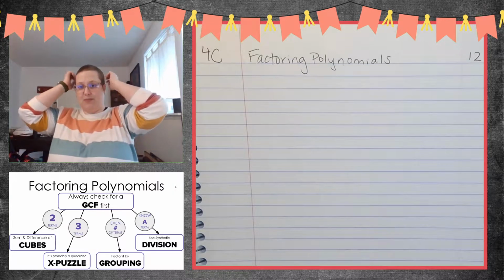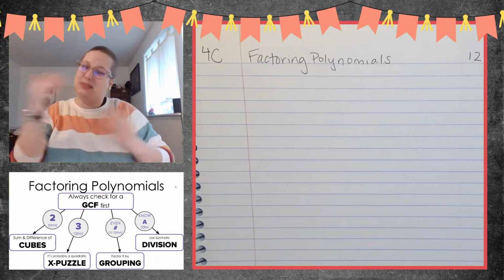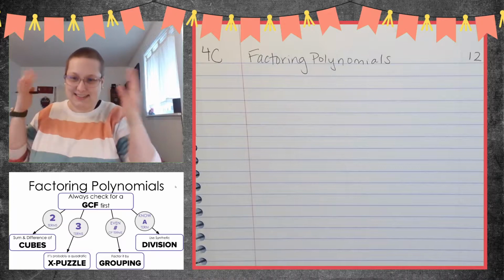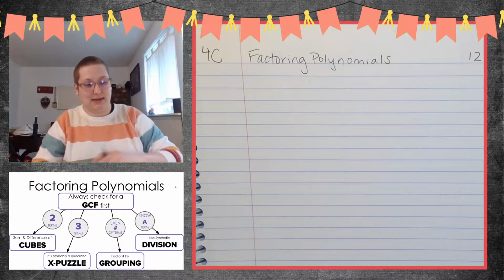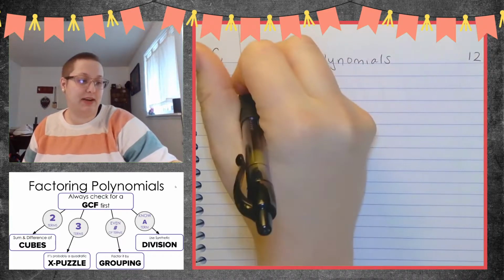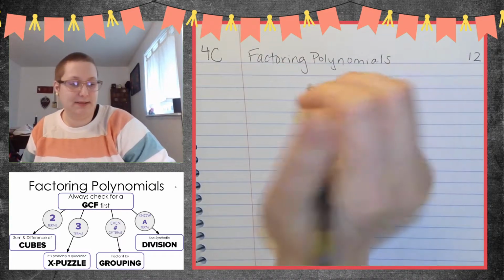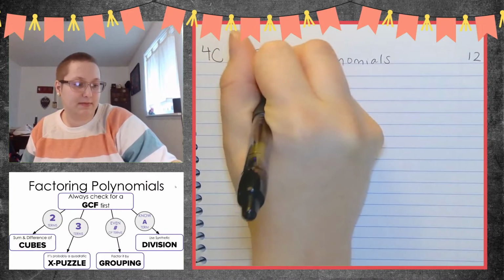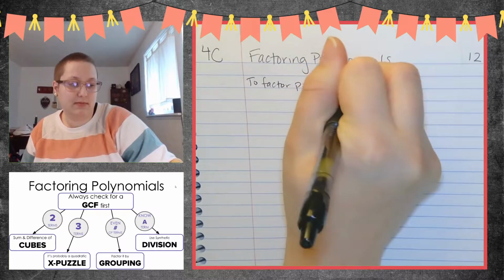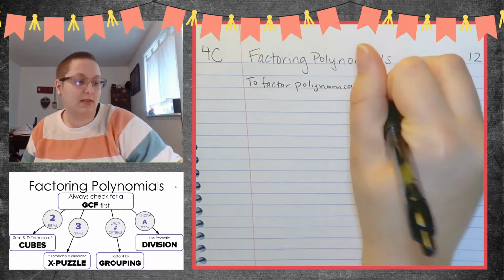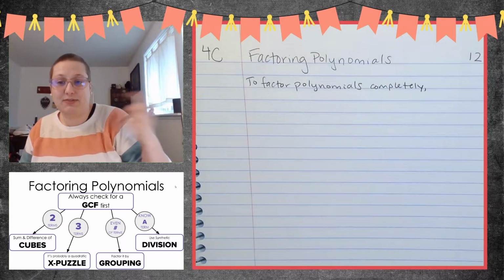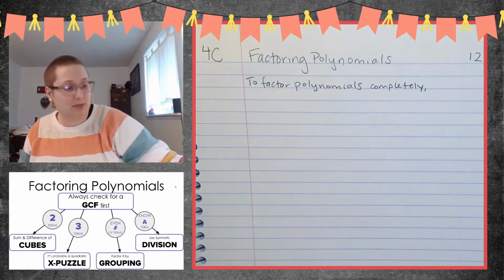So we're going to explore this by doing examples. You need this link because it has the basics here, but we're going to do examples using this link. We want to factor polynomials completely. We're basically going to do factoring this way until we can't factor anymore.